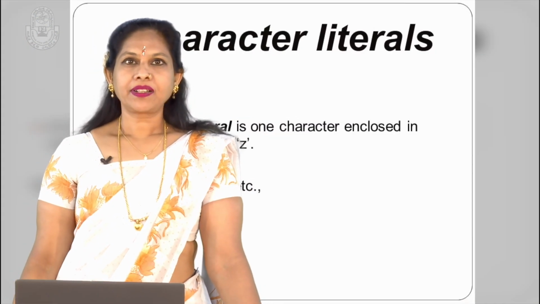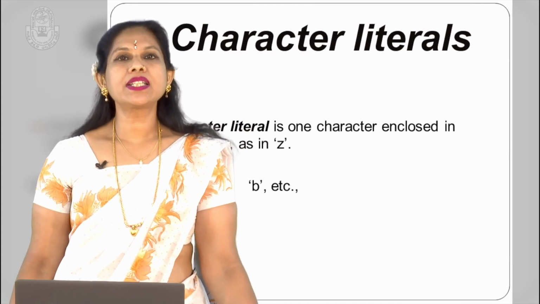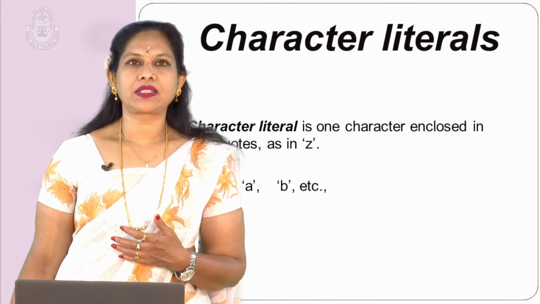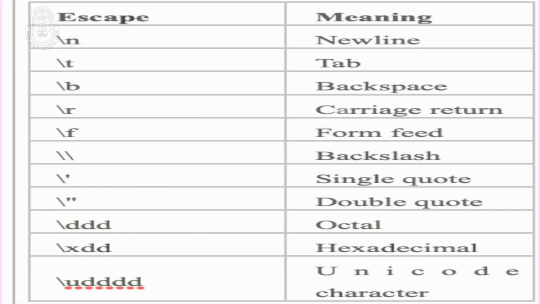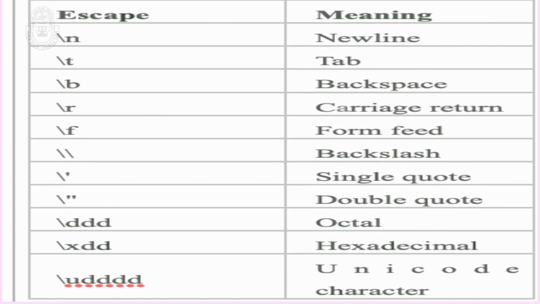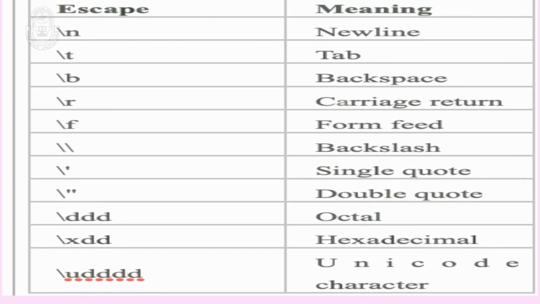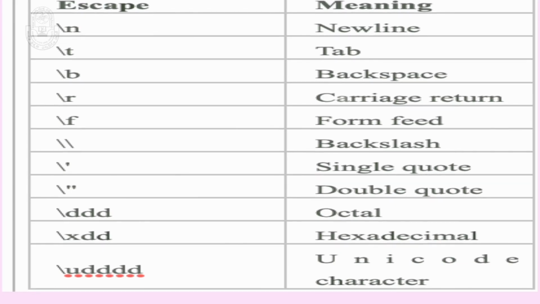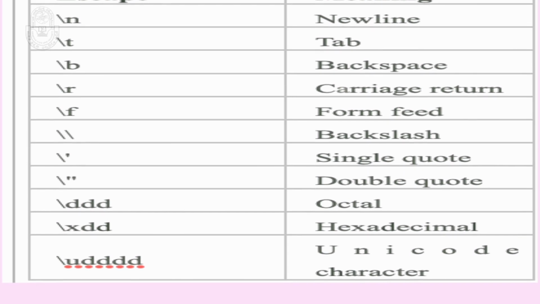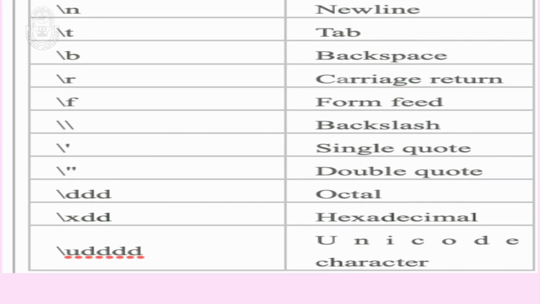Character literals. Character literals are expressed by a single character enclosed within single quotes. Characters are stored as Unicode characters. Escape sequences: \n is new line, \t is tab, \b is for backspace, \r is for carriage return, \f is for form feed, \\ is for backslash, and \' gives you the single quote.